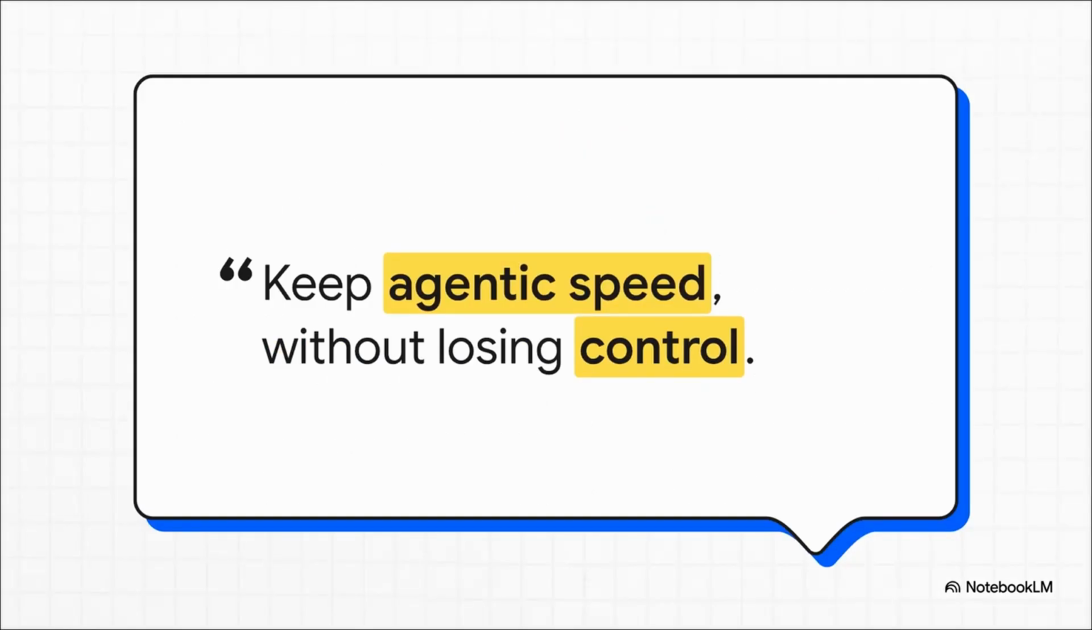So, what's the bottom line here? What should you really take away from all this? It all comes back to this one powerful idea. The goal is simple, but it's also profound. To keep all that incredible, game-changing speed that AI agents give us, but without ever losing control. And that really makes you think, how are we all going to manage this balance as our tools get even smarter?